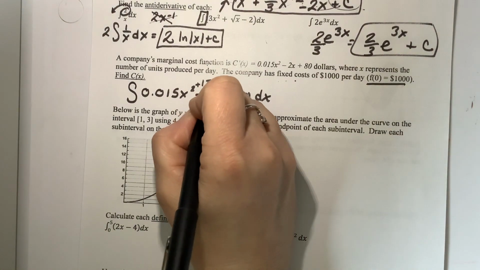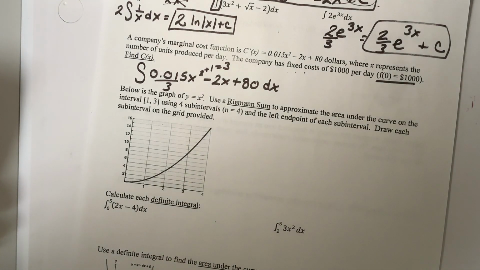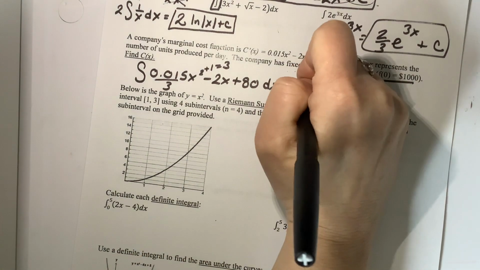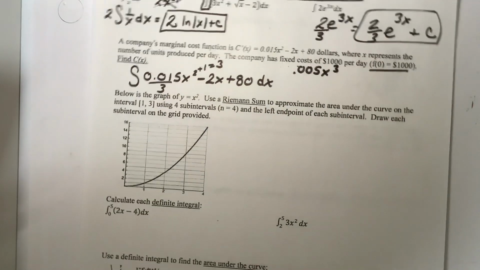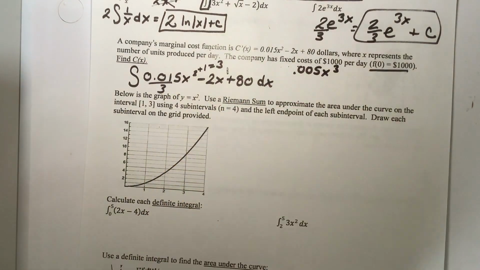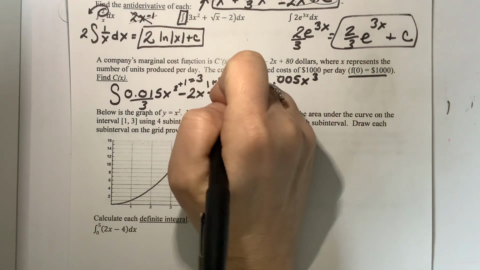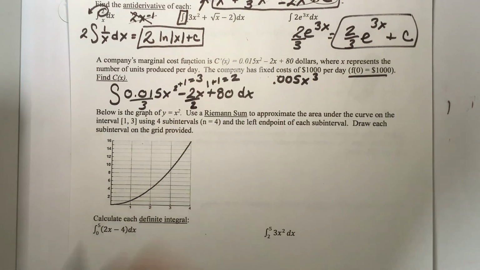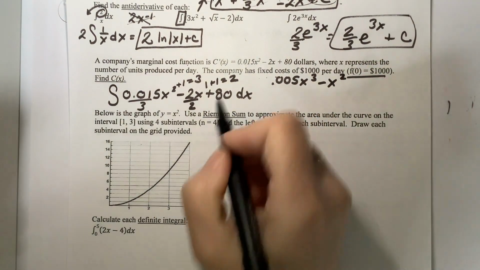If I add 1, the new exponent is 3, and you divide it. 0.015 divided by 3 is 0.005x cubed. Go to the next term. I see x, but it does not have an exponent. I have a 1 on there. Add 1, now it's 2, divided by 2. This would be negative x squared.